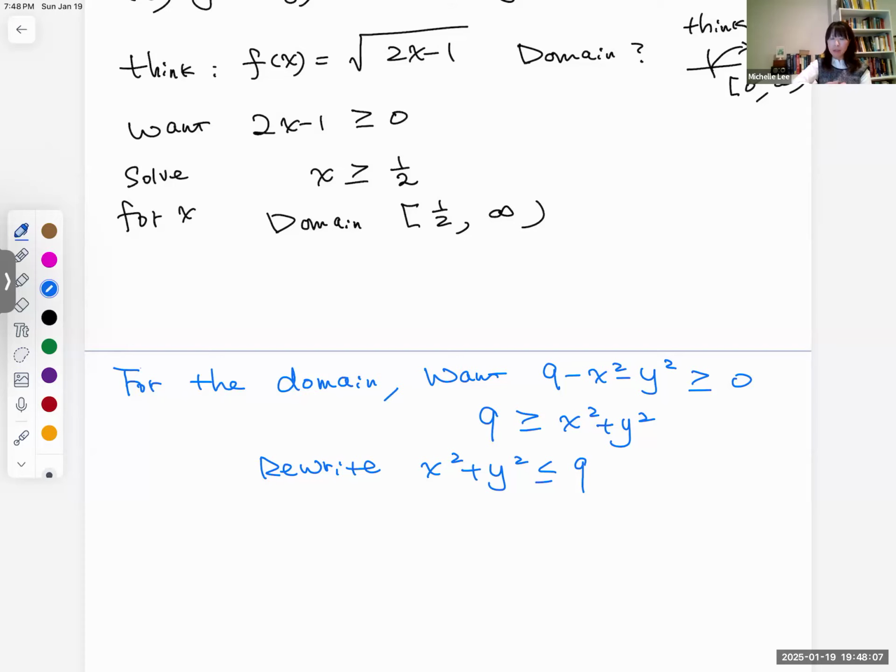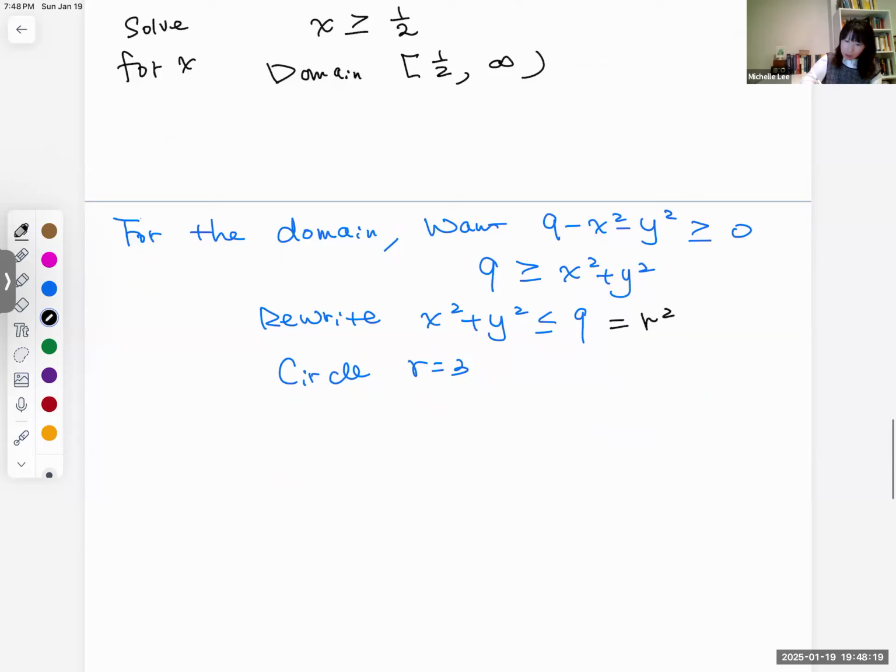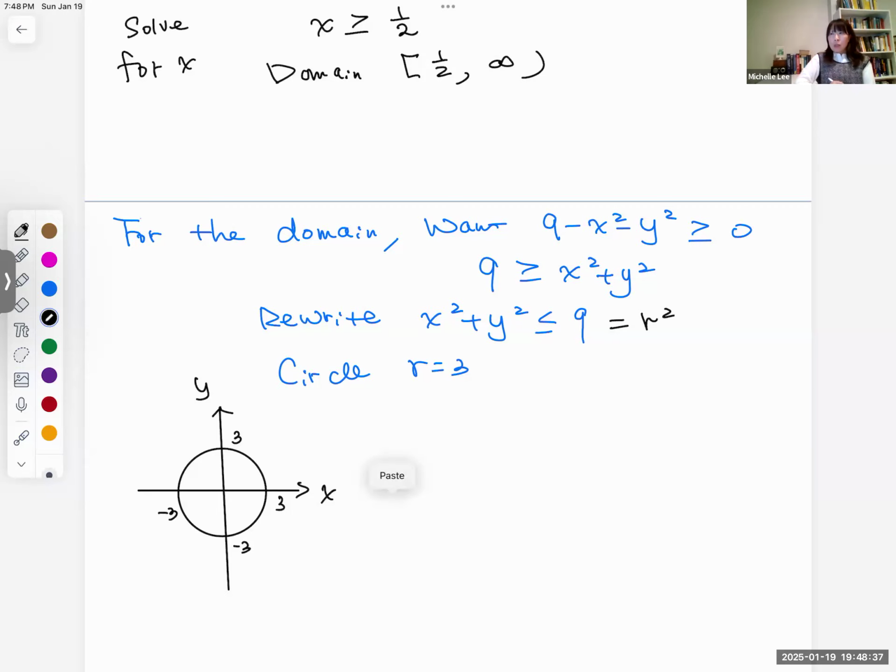What is this? It's a circle. Very good. Circle, radius equal to 3, right? So that is r squared. Then we have x, y, and there's a 3, -3, -3, 3, right? Okay, so the domain is that. But they said it's less than or equal to 9, so it's inside, right?